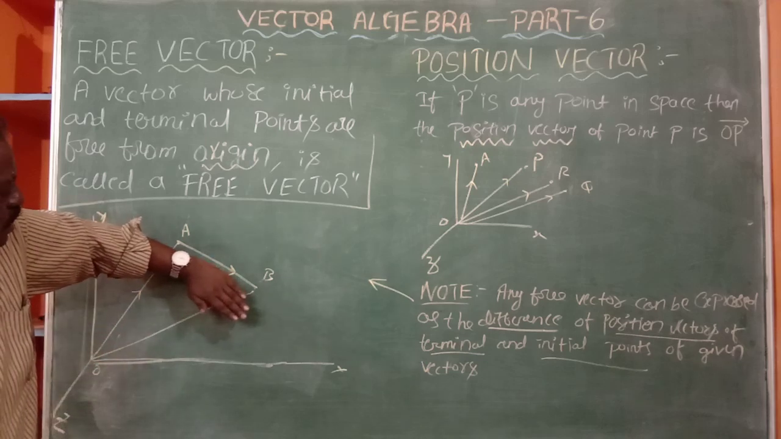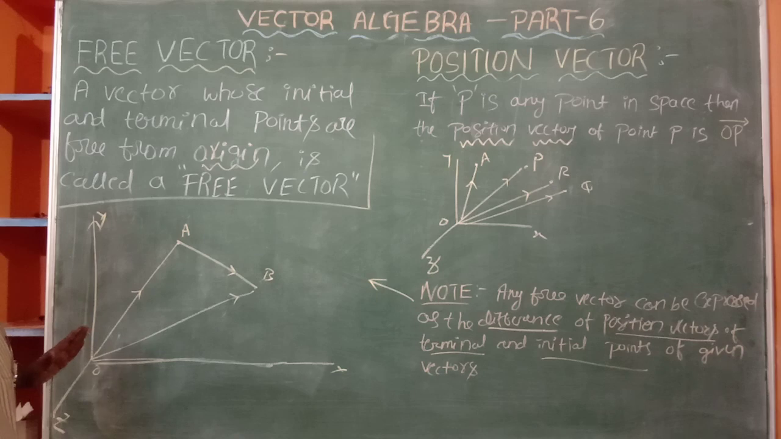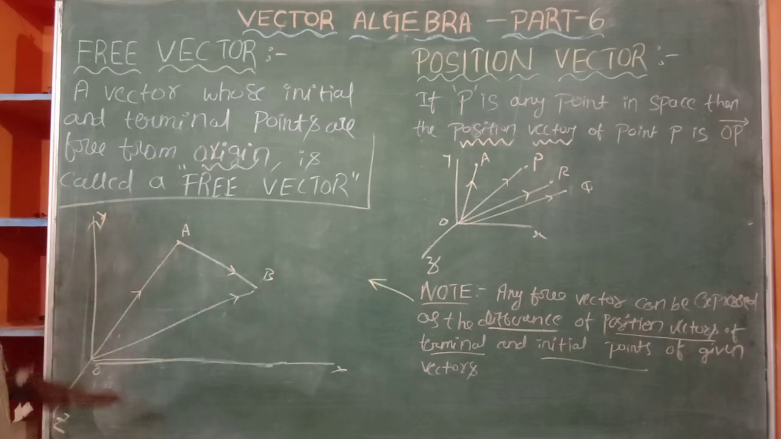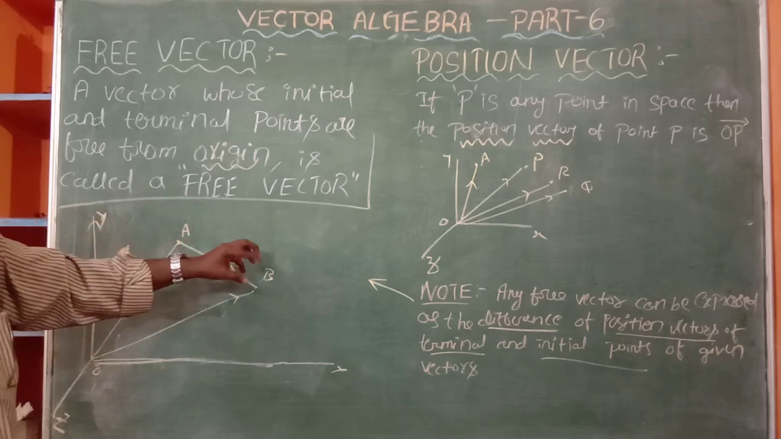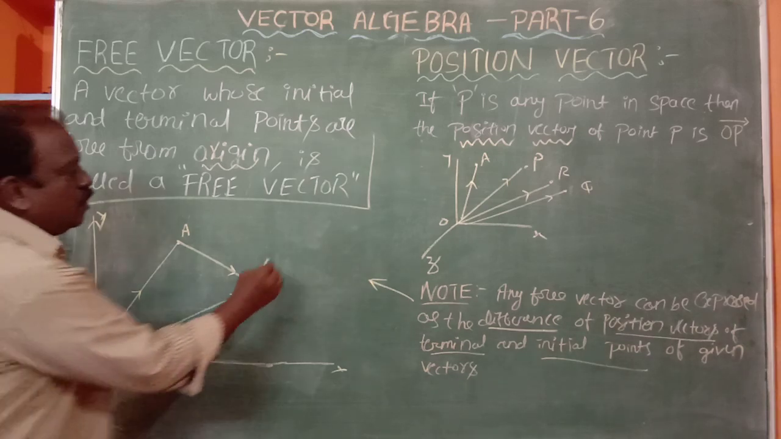First we take the AB vector only. A and B are the initial and terminal points. It is not given in the question, but it must be there. OA bar is the position vector of point A, and OB bar is the position vector of point B.